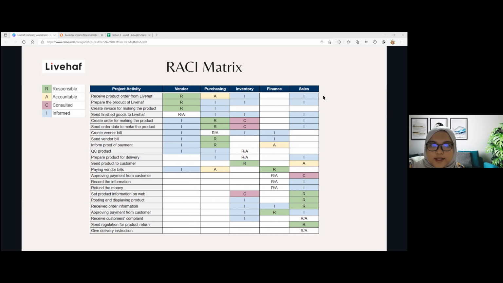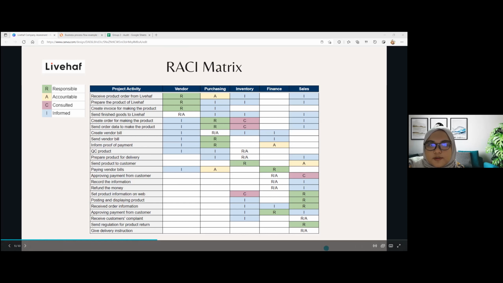The second one is receive product order from Livehaf. So this part is Livehaf ordering new stock from the vendor. The one who is responsible is the vendor, and purchasing will be accountable because purchasing is the one who contacts the vendor, and inventory and sales will be informed.